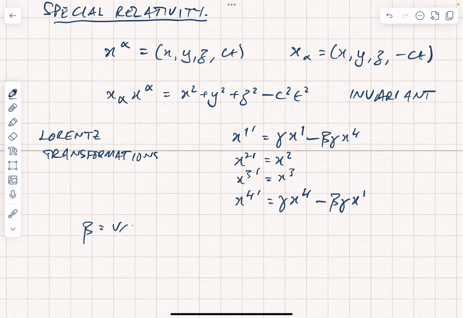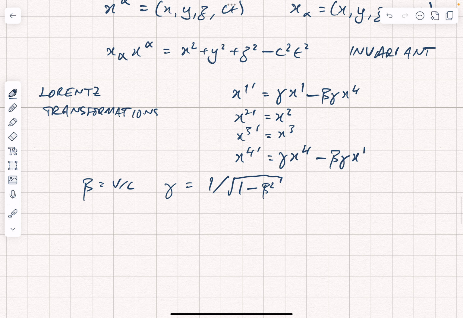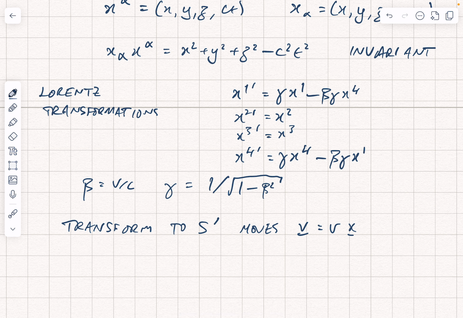define beta is v over c, gamma is 1 divided by the square root of 1 minus beta squared, and the four vectors we're transforming from, we're transformed to a reference frame S prime, which moves with a velocity v, equal to lowercase v in the x direction in this case, relative to S. Of course, if the transformation is along z, then the change in the Lorentz transforms, instead of being x1, is x3. Other than that, it's identical.